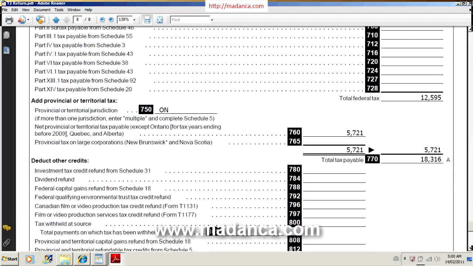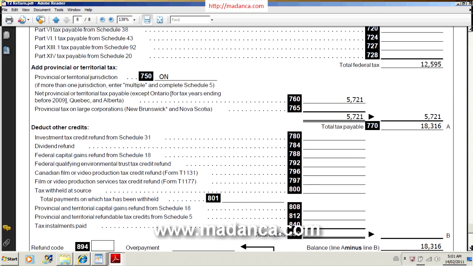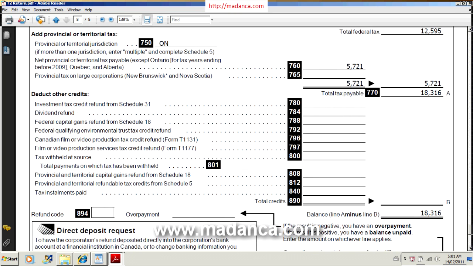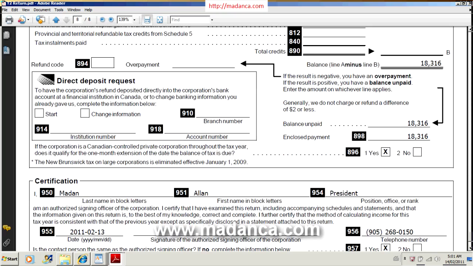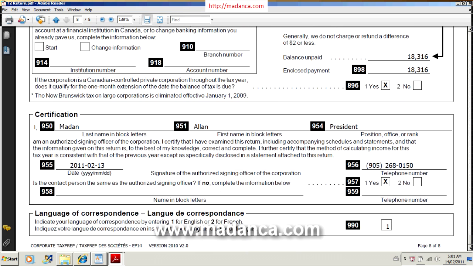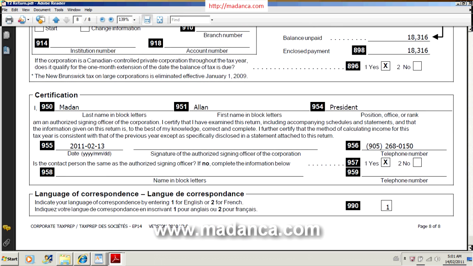When I look at the last page, page 8, I can see that my federal tax is $12,595. From Schedule 5 on box 760, my provincial tax calculation is $5,721. I haven't shown you the calculation of Schedule 5, but it is straightforward. The total balance owing is $18,316. And at the very bottom of page 8, I've disclosed my name, my position, and telephone number along with the date. You simply need to sign the return in box 958. Pardon me, right beside box 955.